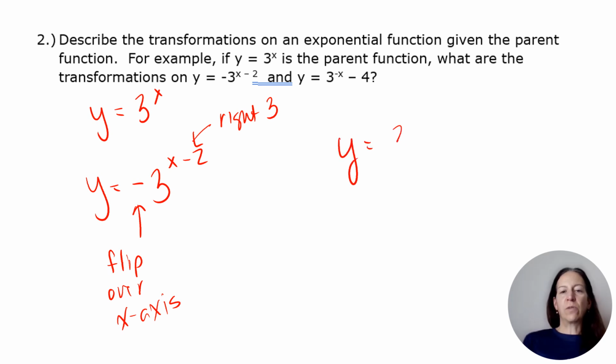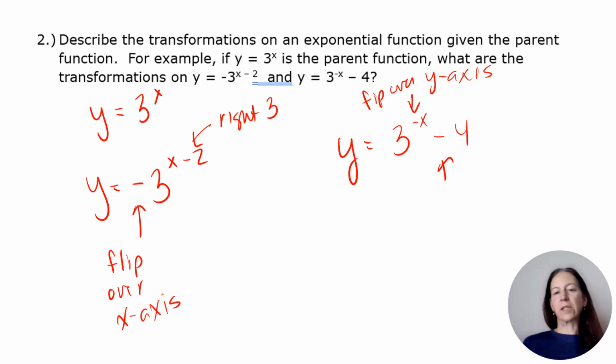Looking at this one, okay, the negative here will flip it over the y-axis. And the -4 outside the exponent will make it go down 4. Okay, so just recognizing the transformations. So like you're given a function and then maybe you have to list what the transformations are.